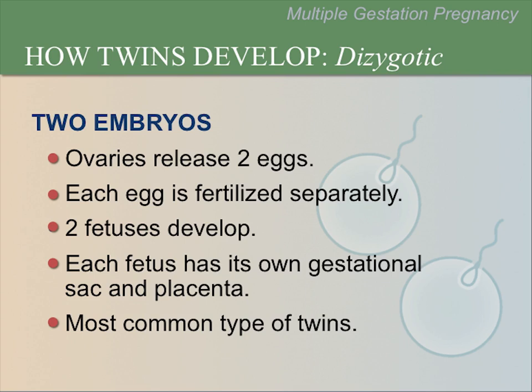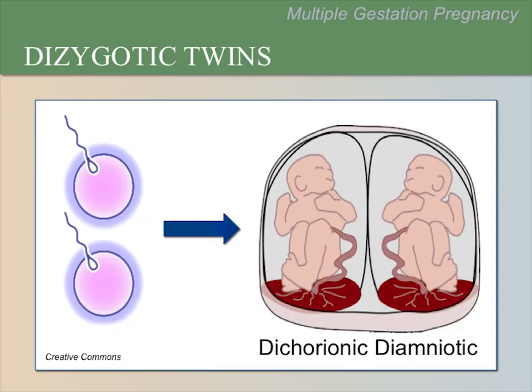This is what we refer to as a dizygotic pregnancy, which formed from 2 embryos. This is the most common way twins develop. 7 out of every 10 twin pregnancies form in this way. This illustration shows dizygotic twins that developed from 2 embryos. Each twin has its own gestational sac and separate placenta. We call twins with 2 placentas and 2 gestational sacs dichorionic, diamniotic.